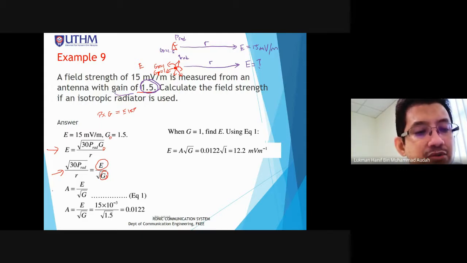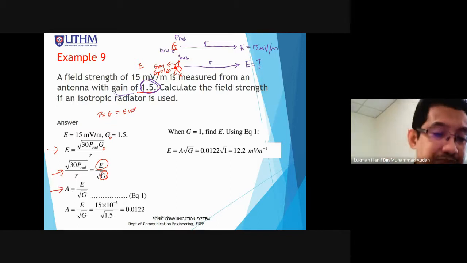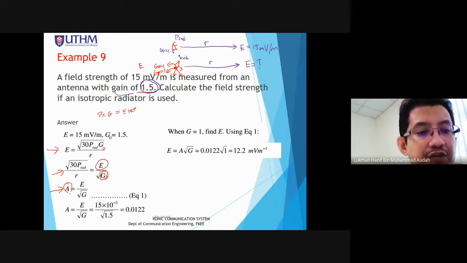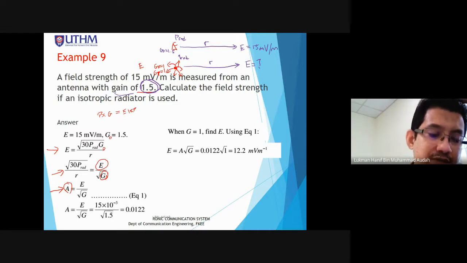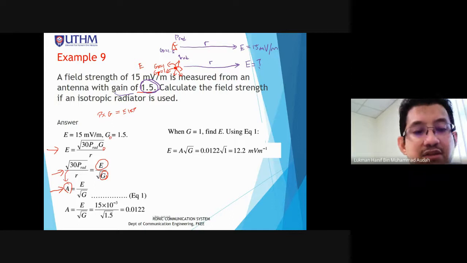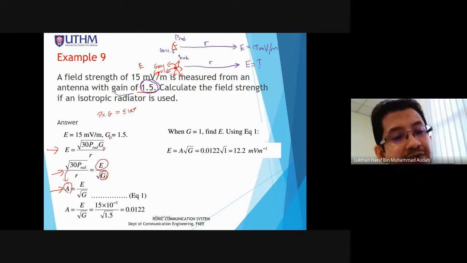Okay, so kita boleh assign dengan variable A. A adalah satu variable yang kita assign untuk parameter yang kita tak tahu ni, untuk menggambarkan nilai square root of 30 times P radiation divide with the distance R.